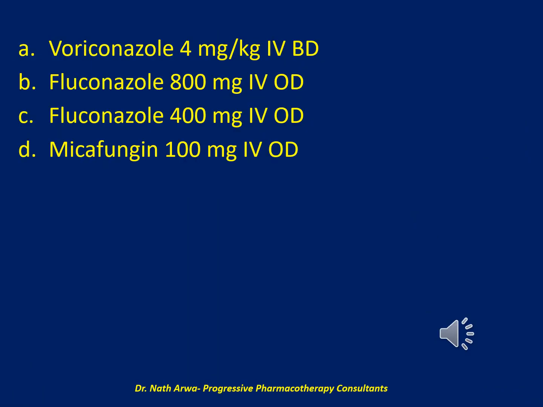Would it be A. Voriconazole 4 mg per kilogram IV twice daily, or B. Fluconazole 800 mg IV once daily, or C. Fluconazole 400 mg IV once daily, or would it be D. Micafungin 100 mg IV once daily? I will give you 10 seconds to choose the correct answer to this question from the listed options.